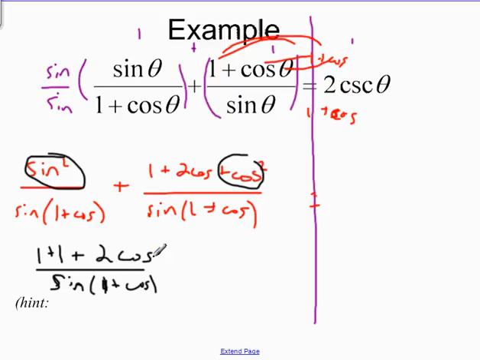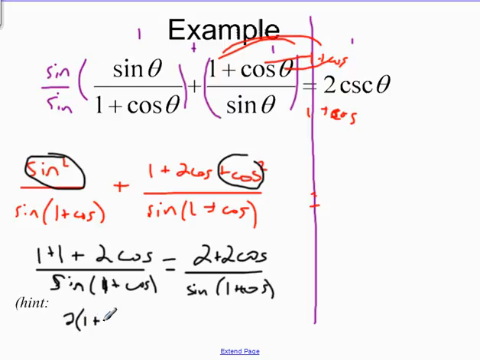One plus 1 is 2. So you have 2 plus 2 cosine over sine times 1 plus cosine. So there, we factor out a 2. If we do that, you have 2 times 1 plus cosine over sine times 1 plus cosine.